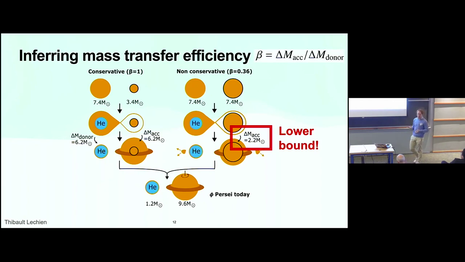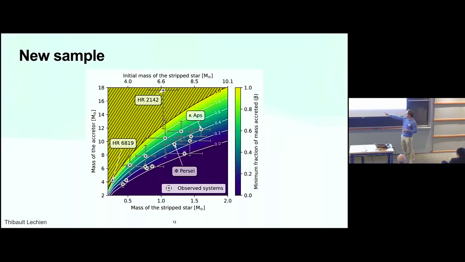And we can do this not just for phi Persei, as we did here. We can do this for all 16 systems in our sample. And we can also do this for actually any hypothetical combination of subdwarf mass and BE star mass, which is what I show in this figure. So on the x-axis, we have the mass of the strip star. On the y-axis, we have the mass of the accretor. The points with the error bars are the observed systems. And in the background, in color, I show our minimum bounds for the mass transfer efficiency.